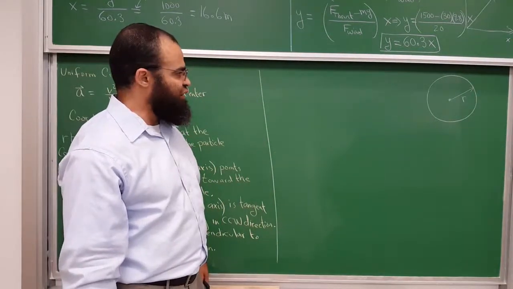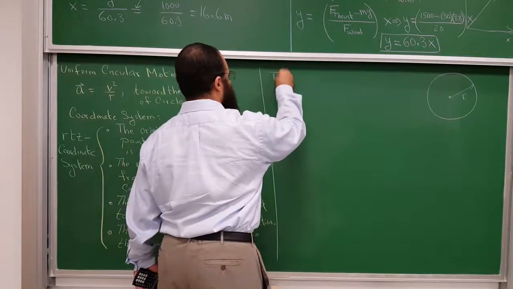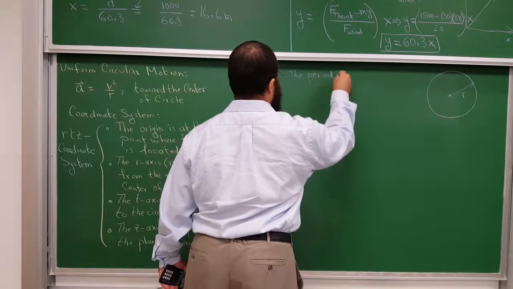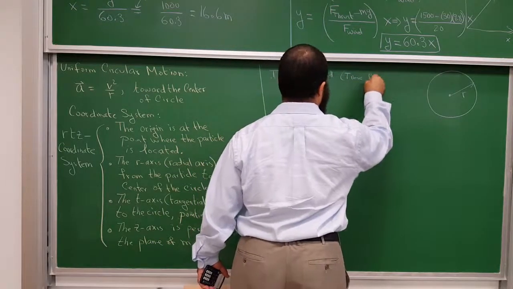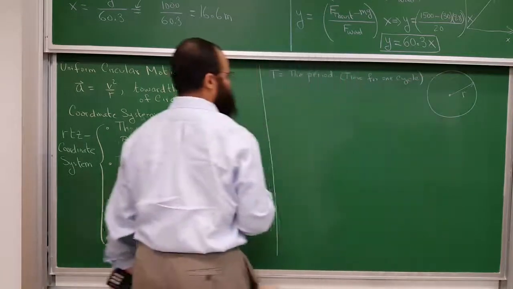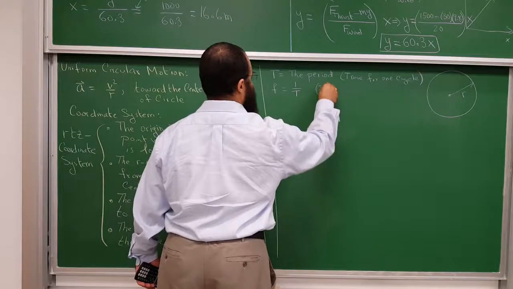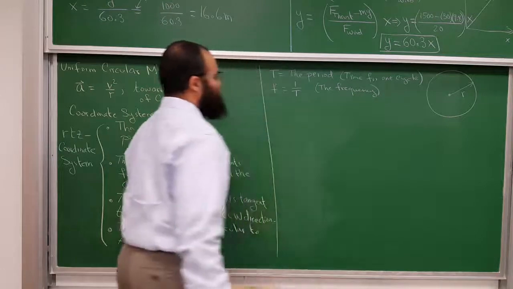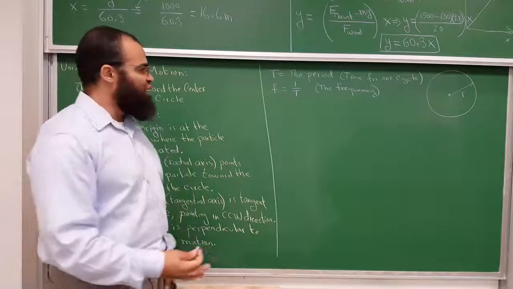The speed is constant. And we call the time it takes to do one circle the period, capital T. The period is the time for one cycle. And the frequency is 1 over the period. Of course, the period is a time, so it's measured in the standard unit of seconds. So the frequency would be 1 over seconds. It's also known as hertz.